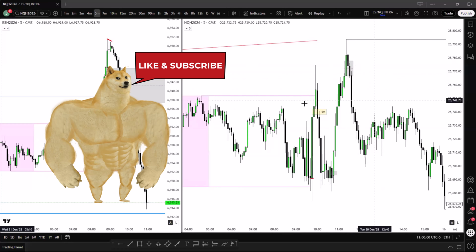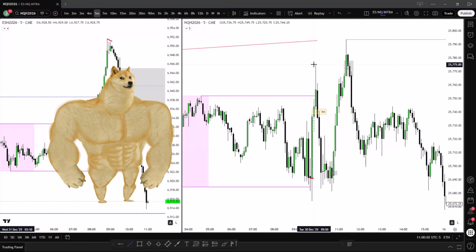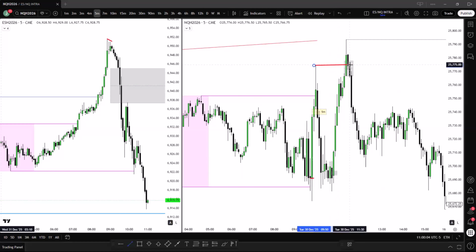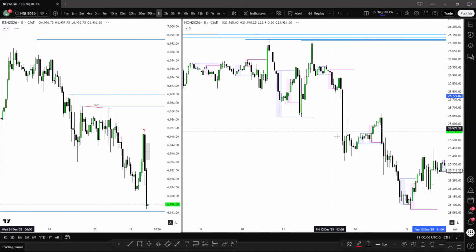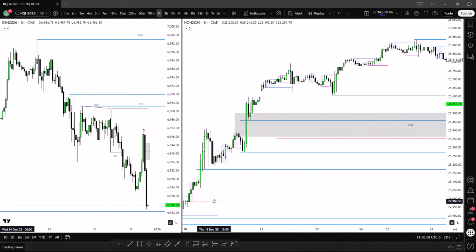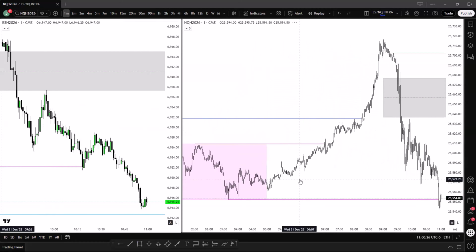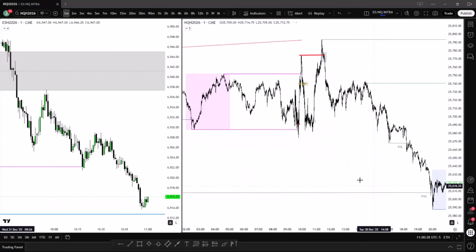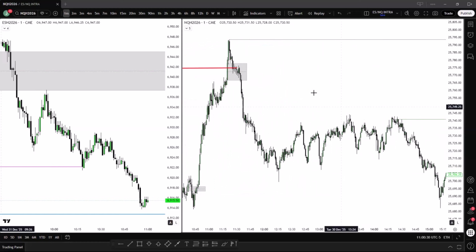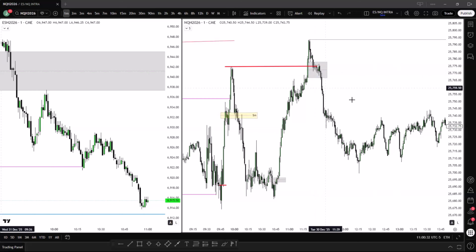And then later on in the day, okay, we take out liquidity, right? We are delivering from a 1 hour fair value gap, right? 1 hour fair value gap delivering from. We took out the high inside that 1 hour fair value gap, and then we had an inverse fair value gap off of that to the downside with SMT.